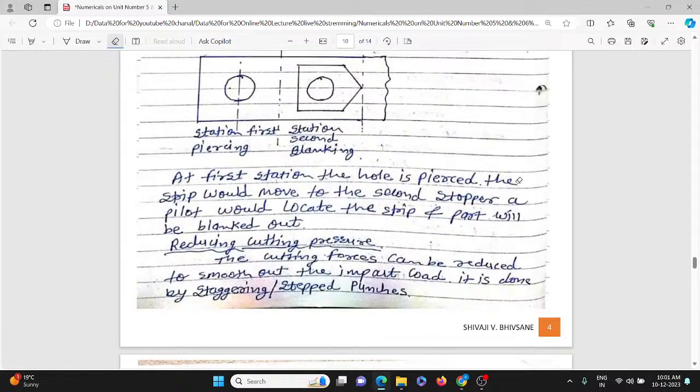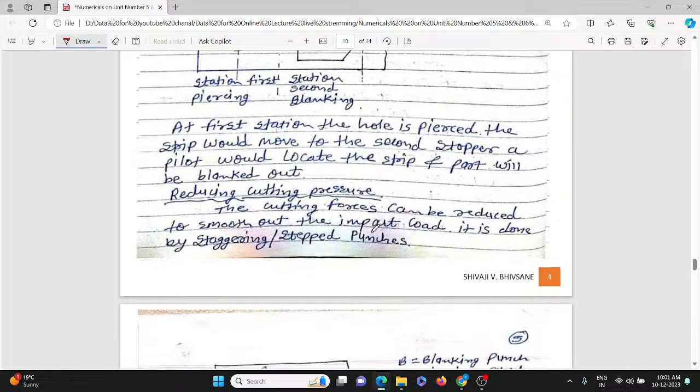So the same thing is written here. At the first station the hole is pierced, that is punched. The strip will move to the second stopper, a pilot would locate the strip, and the part will be blanked out. Then, reducing cutting pressure.